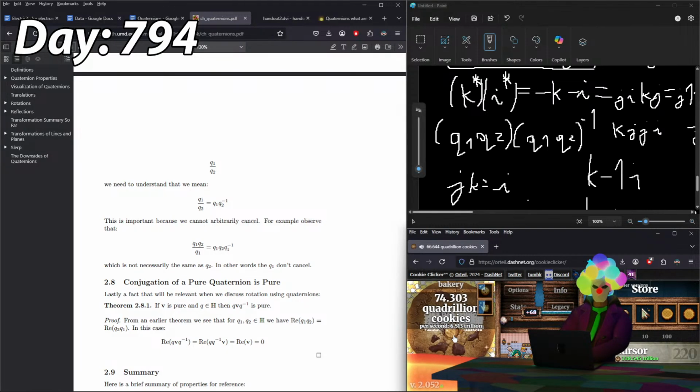Conjugation of a pure quaternion is pure. Great title, I really love it. Lastly, a fact that will be relevant when we discuss rotation using quaternions. If V is pure, and if Q belongs to H, then Q V Q inverse is pure. Alright.